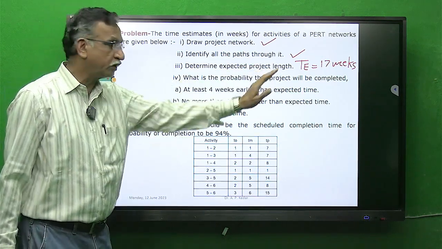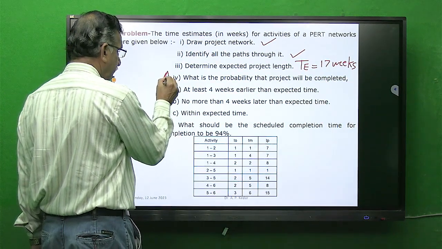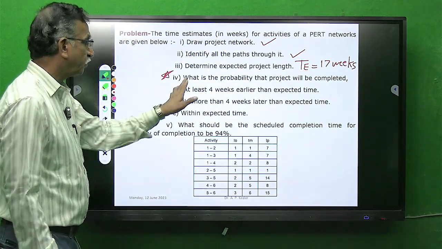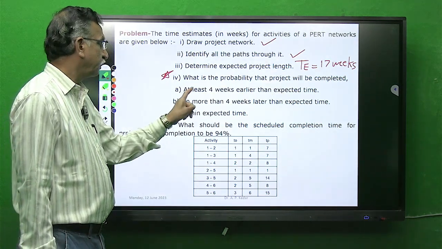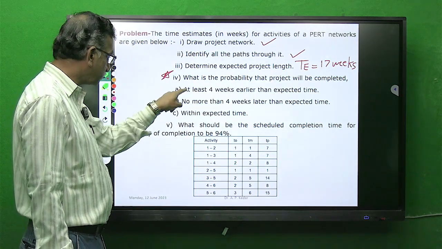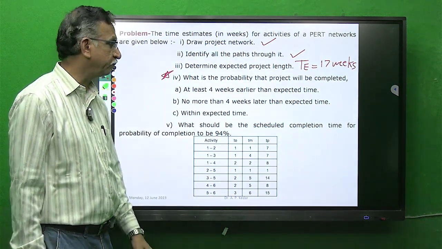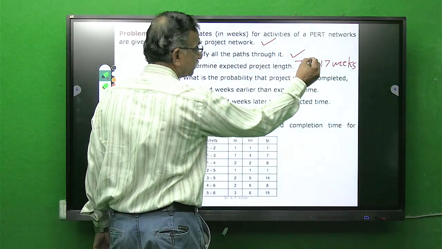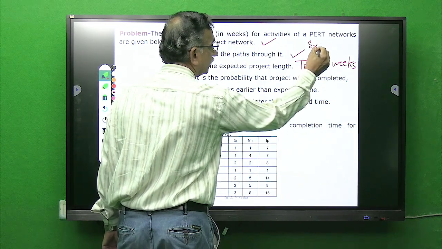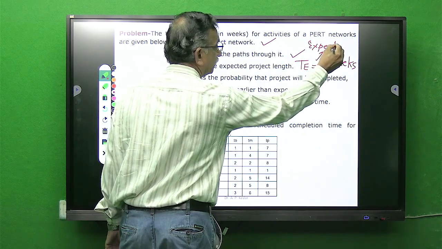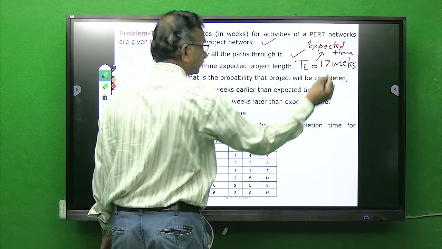Now this we have already done, and we were at this point. We have not seen this: what is the probability that the project will be completed at least 4 weeks earlier than the expected time. This TE is nothing but the expected time. This is the expected time.